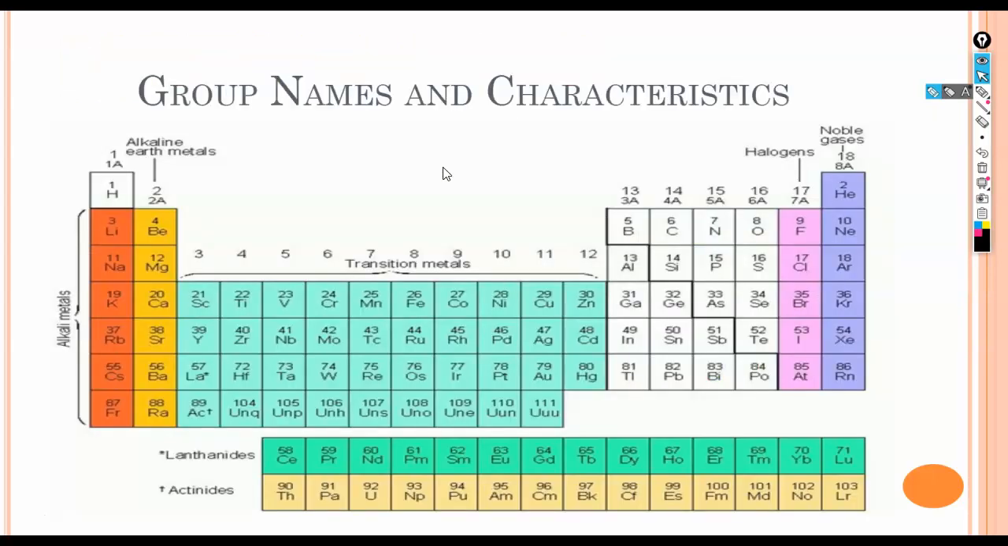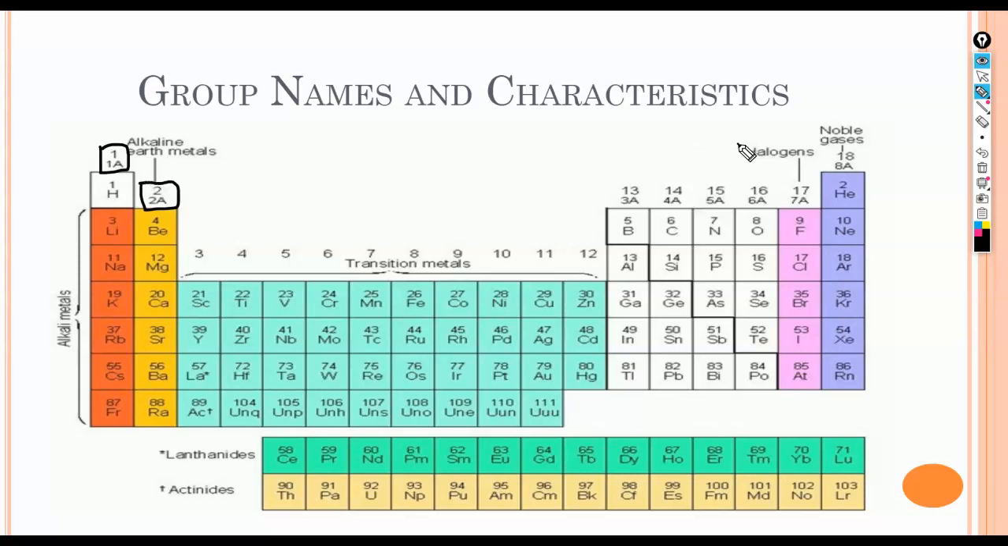Okay, and so here is the full periodic table. There are some special groups that you need to know. We already talked about the alkali metals. That's over here in group 1. Group 2 are called the alkaline earth metals, if you want to label that on your periodic table.